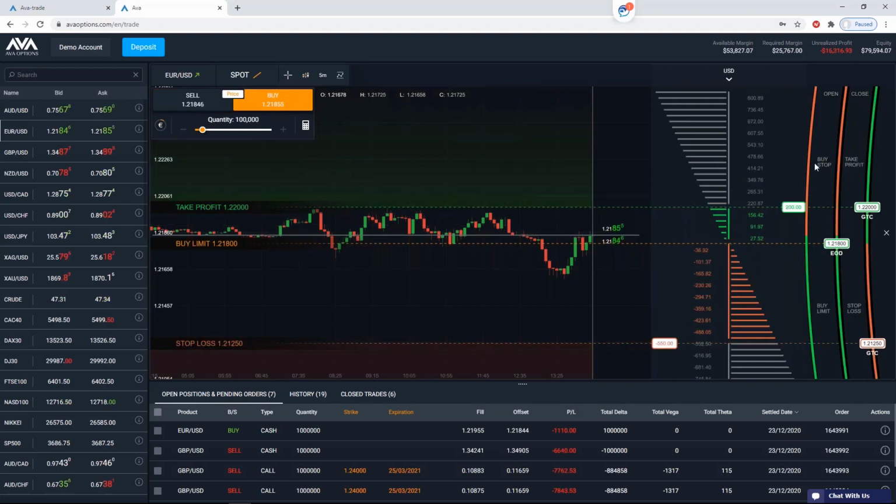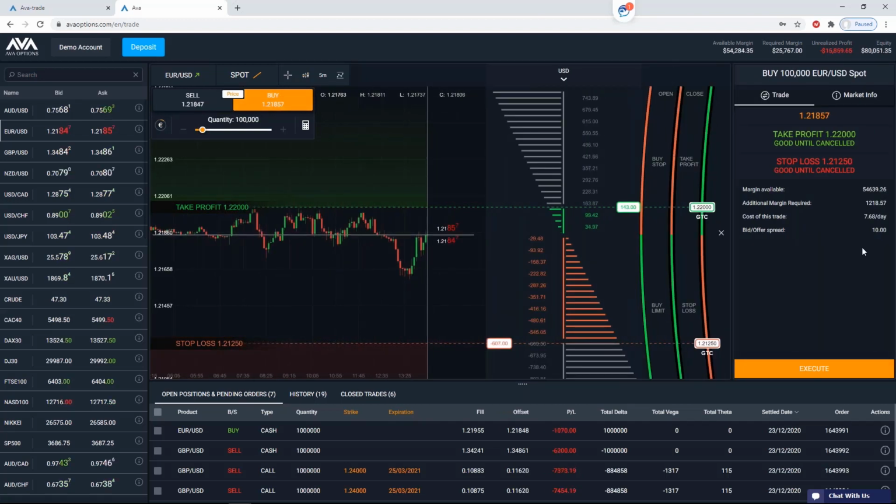Okay, so let's say I want to execute this trade, but I'm just going to do it as a market trade. I click buy again, and it opens up an execution window on the right side. It's saying that I'm buying 100,000 euro-dollar spot with a take profit and a stop loss. It tells me how much margin is available, how much additional margin is required, and the overnight interest cost is $7.68. My bid offer spread is $10, which is 1 pip. Execute, done. Nice, quick. And you can see this trade right here.